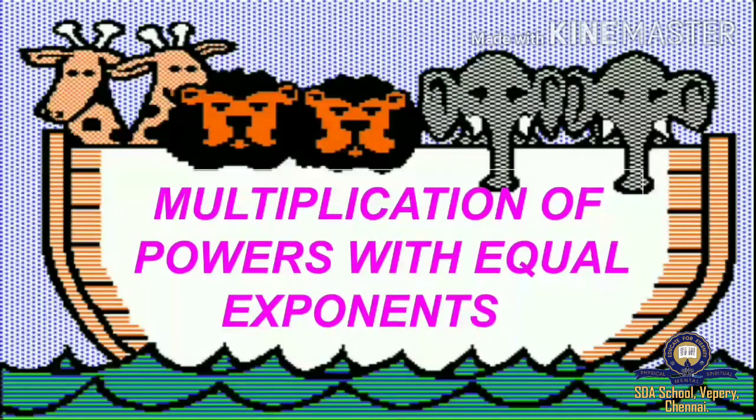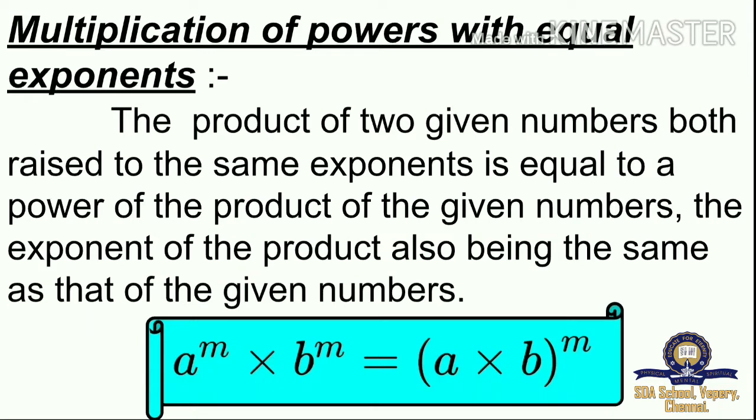Next we are going to see about multiplication of powers with equal exponents. The product of two given numbers both raised to the same exponent is equal to a power of the product of the given numbers. The exponent of the product is also the same as that of the given numbers. There is a rule: a^m into b^m is equal to (a×b)^m.